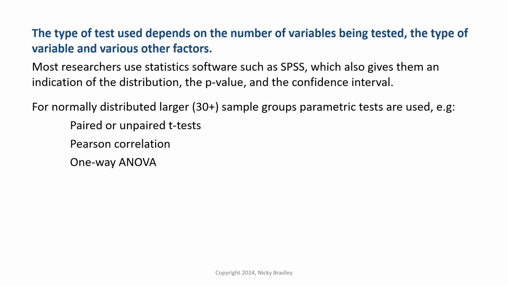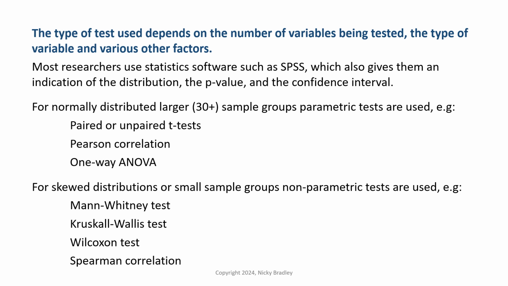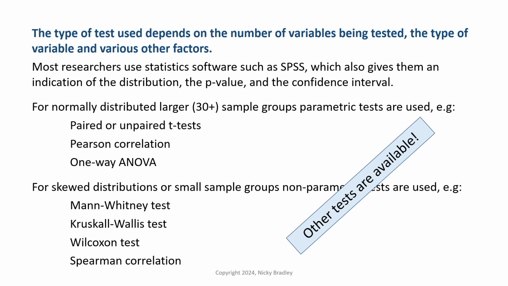For normally distributed, in other words, symmetrical distributions, with sample groups that are larger, in other words, more like 30 plus, parametric tests are used. Examples of parametric tests that may be used are paired or unpaired t-tests, sometimes called a student t-test, Pearson correlations, or one-way ANOVAs, which involve a comparison of variance. For skewed distributions or smaller sample groups, non-parametric tests are used. We've already mentioned the Mann-Whitney U test. There's also a Kruskal-Wallis test, a Wilcoxon test, and a Spearman correlation. These are just examples. Other tests most definitely are available.